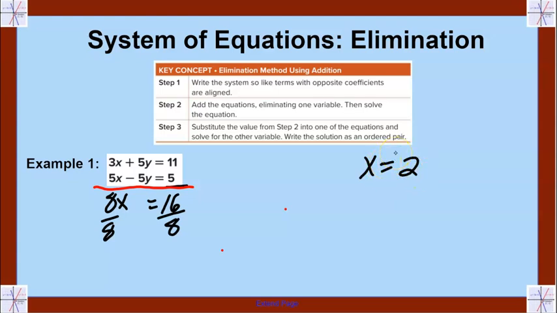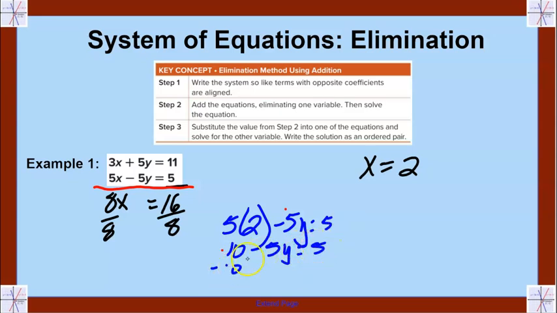Now I'm going to take that answer and substitute it into one of the 2 equations above to determine what my y value is going to be. Now it doesn't matter which one you use. I'm just going to use the bottom one this time. So I'm going to have 5 times my x, which we found was 2, minus 5y has to equal 5. So this gives me 10 minus 5y equals a positive 5.